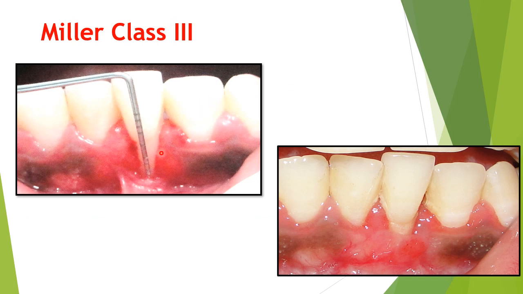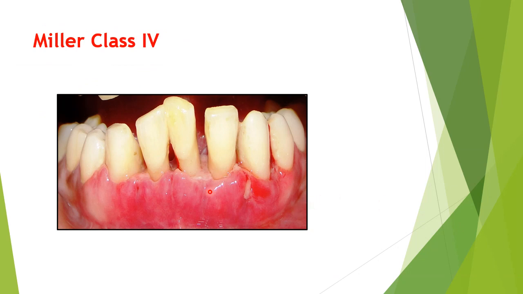This is Miller class 3. Here there is a mild amount of interdental bone loss and soft tissue loss. You can see this black triangle, and here the recession is approaching the mucogingival junction. There is a frenum. You can appreciate that this is the mucogingival junction. And as you can appreciate, post-operatively we are not able to achieve 100% root coverage. There is partial root coverage achieved.